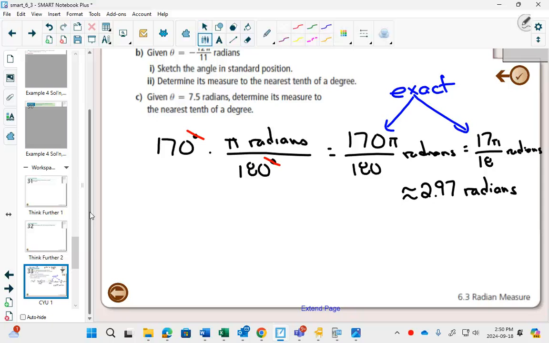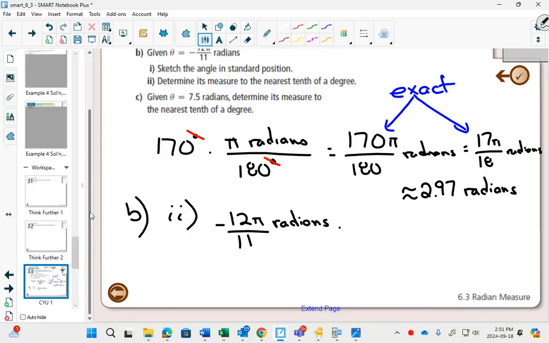So now we can do part B here. And part B, we're going to do part 2 first before we sketch. We have negative 12 pi over 11. We have it in radians, so I'll write the word radians here. We want to change it to degrees. So when I'm trying to think, should I multiply by pi over 180 or 180 over pi? I'll put the 180 on the top and the pi radians on the bottom, so that my radians units would go away. What is also really nice in this situation is that the pi goes away.